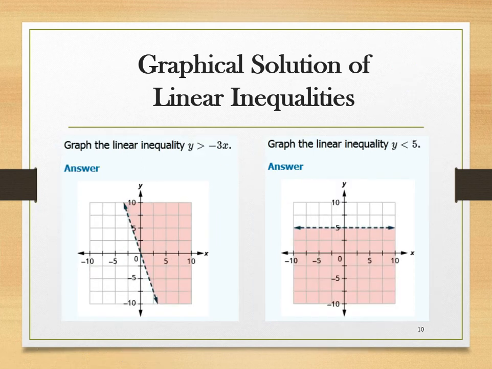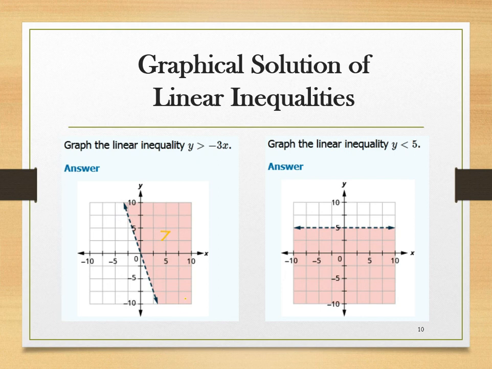Now here we have more examples, graph the linear inequality y greater than minus 3x. In this case we have represented the colored one as the greater region, or the required region. So as we are having this line, the greater region is above this line, so this colored region is the greater region. And as we are having only the greater than sign, that's why we are having only a dotted line.